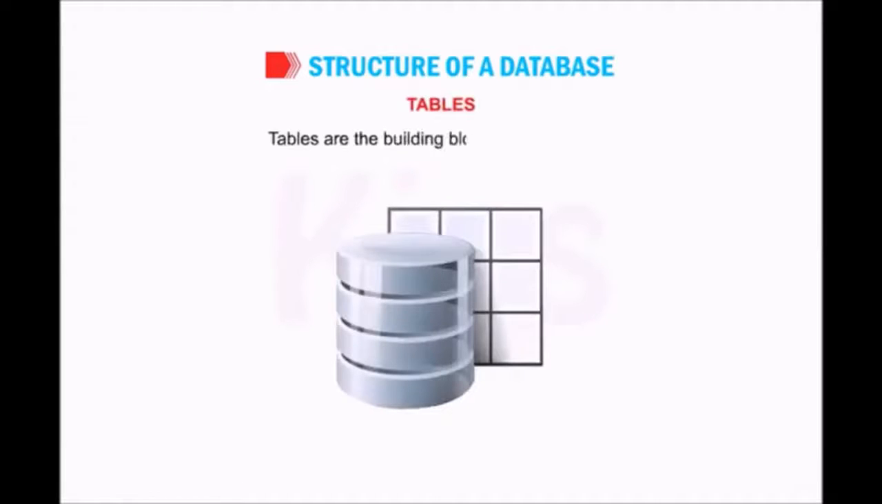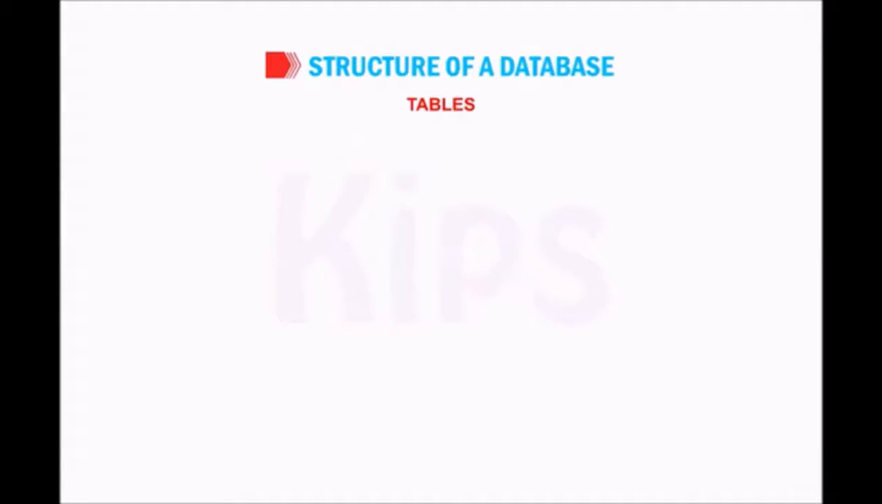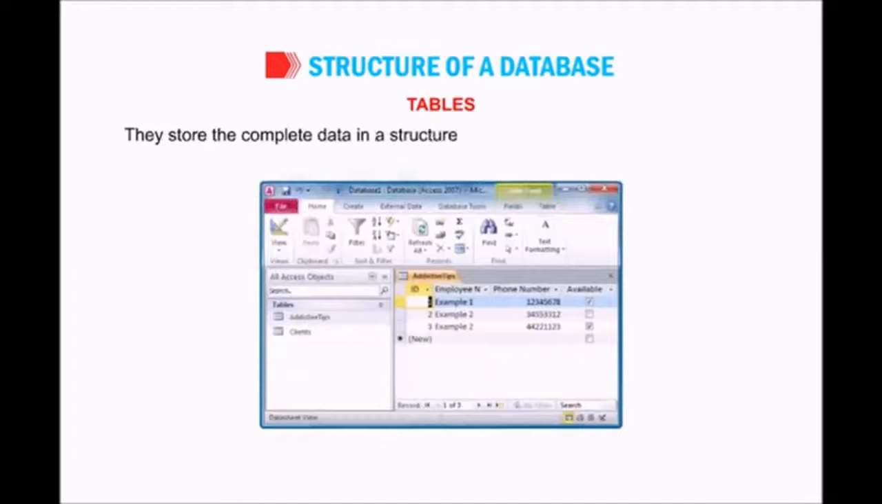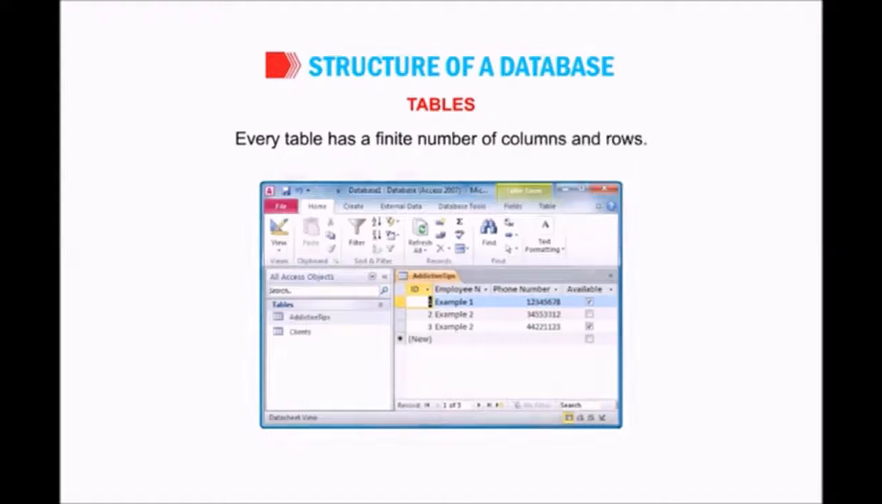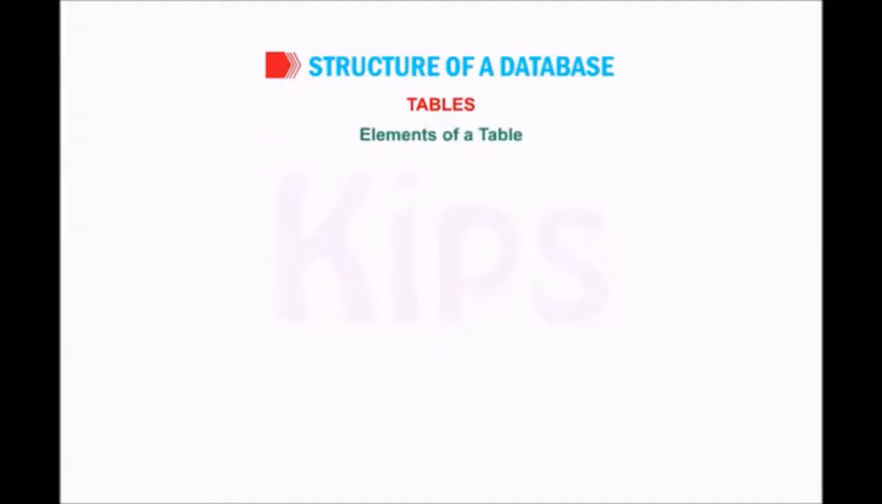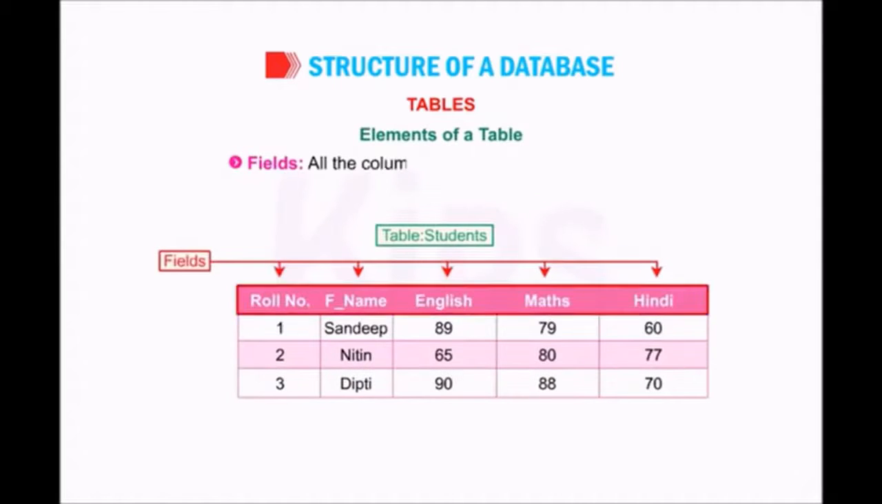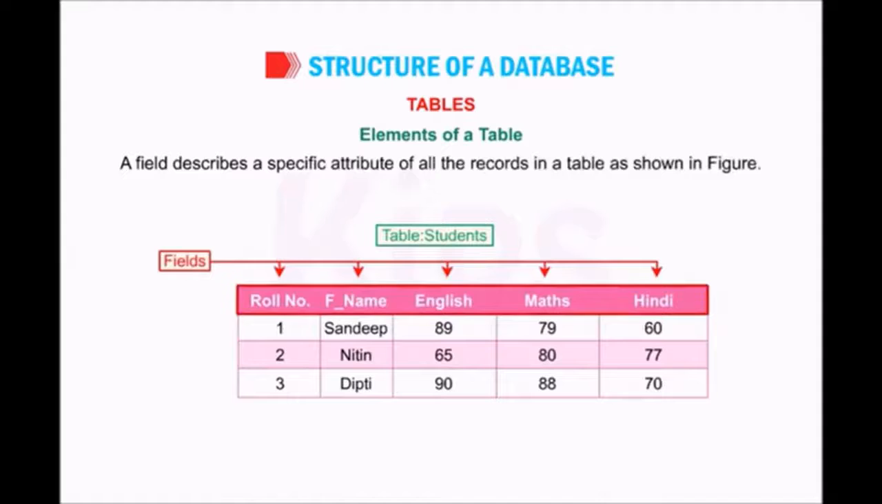Tables. Tables are the building blocks of a database. They store the complete data in a structured manner, that is, in the form of rows and columns. Every table has a finite number of columns and rows. Elements of a table. Fields. All the columns in a table are called fields. A field describes a specific attribute of all the records in a table as shown in the figure.